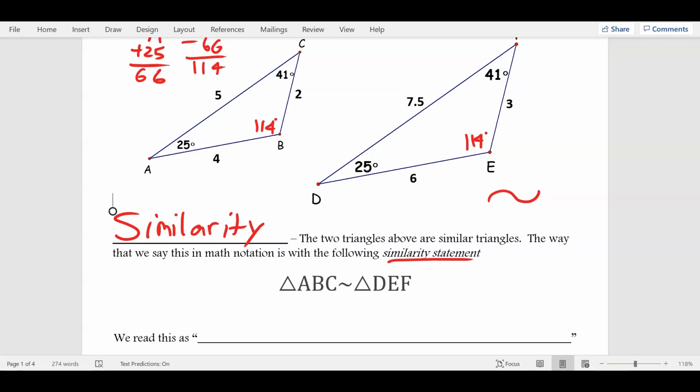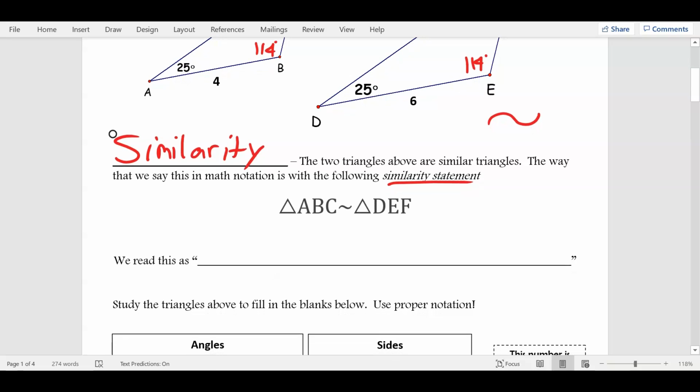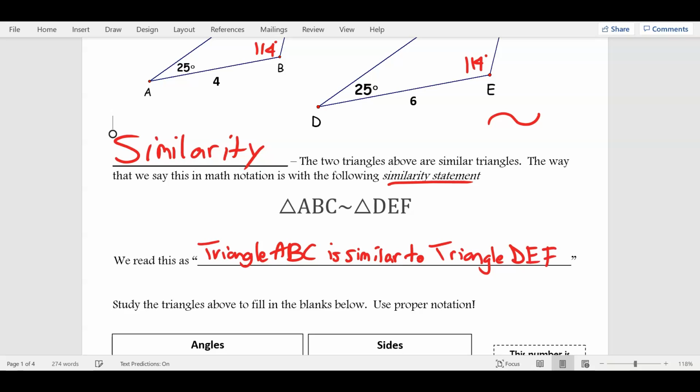So notice this statement. Triangle ABC is similar to triangle DEF. So let's write this out phonetically, so to speak. We read this as triangle ABC is similar to triangle DEF. That's how you say that statement. That's how you pronounce the math statement.